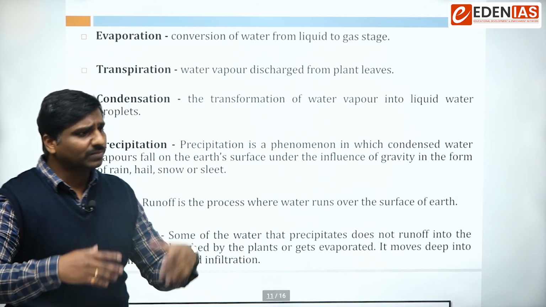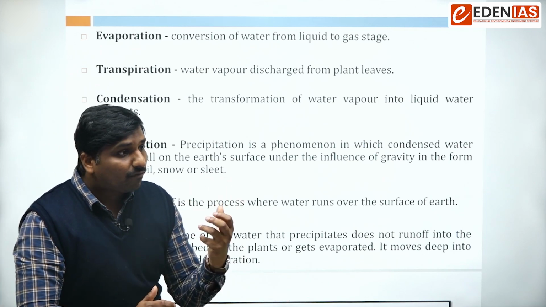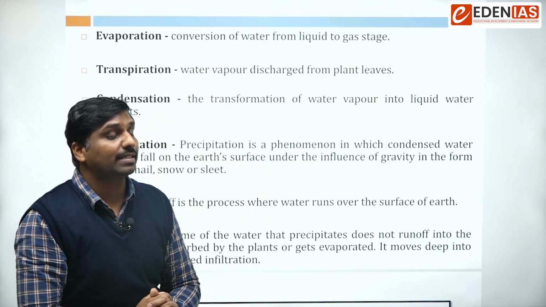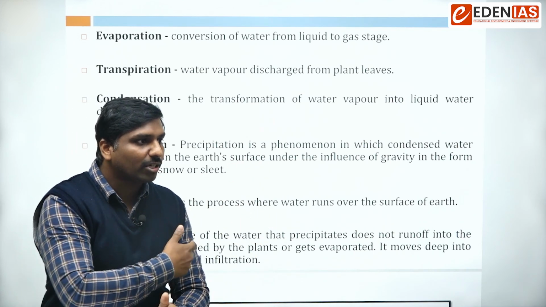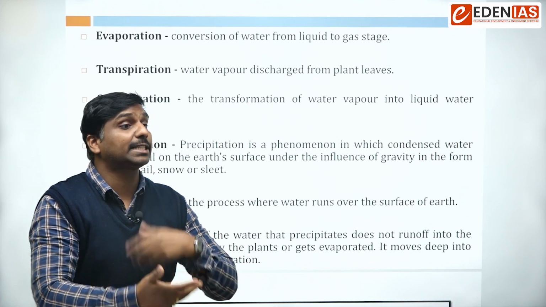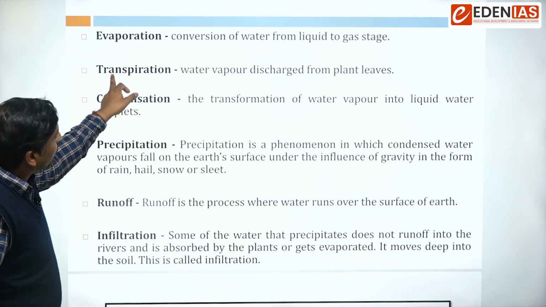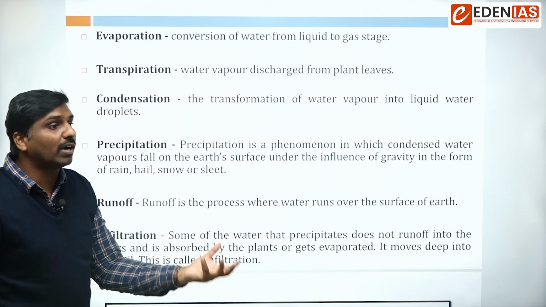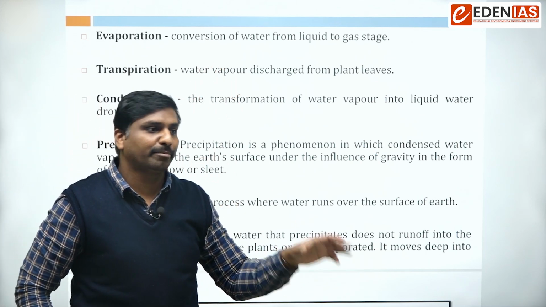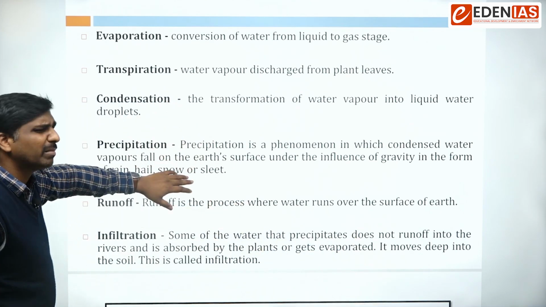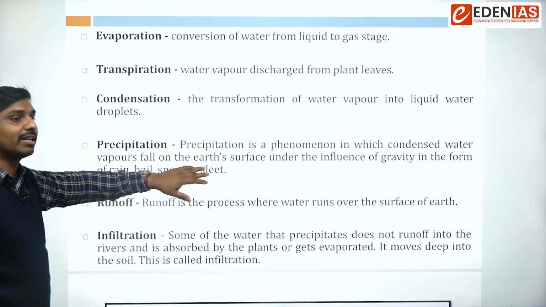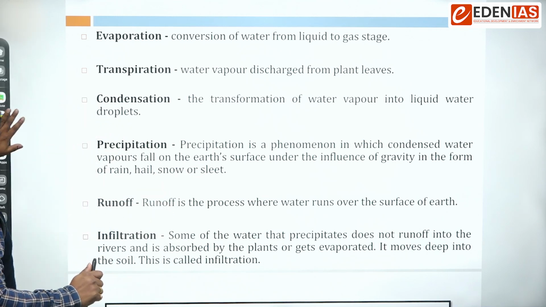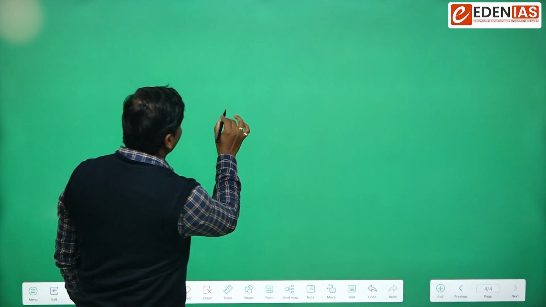Normally, loss of water from living organisms like animals is known as perspiration. We will call it sweat. So transpiration means loss of water from the leaves of plants, while perspiration means loss of water from animal bodies. That is also one thing, but it is very minimal, so we are not bringing that in.